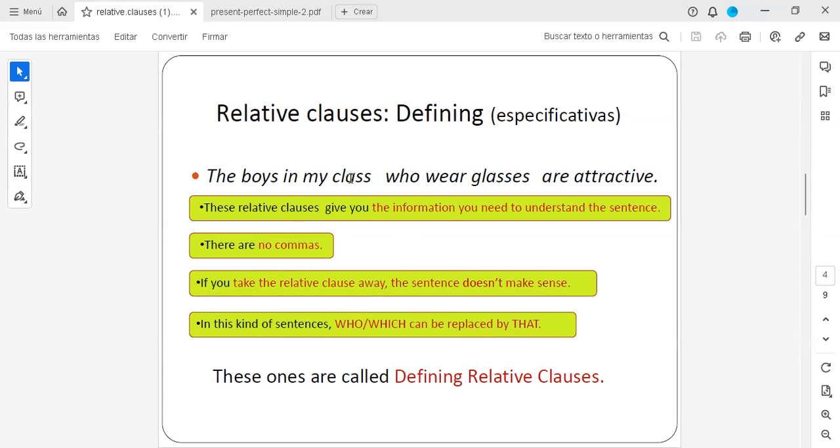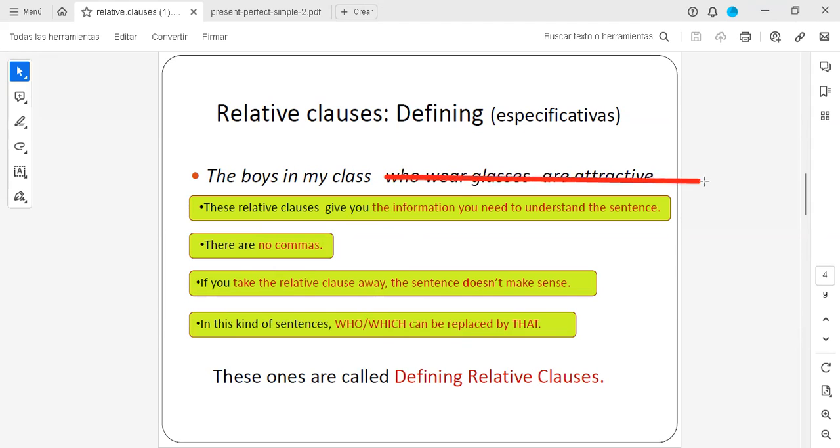For example, the boys in my class who wear glasses are attractive. Imagine if I eliminate the relative clause: the boys in my class. That's okay, but it doesn't make sense. It sounds like you need something else. That's why I need a relative clause: the boys in my class who wear glasses are attractive.